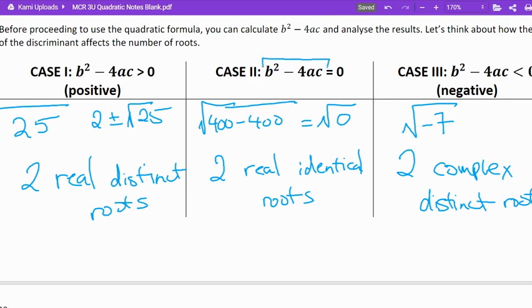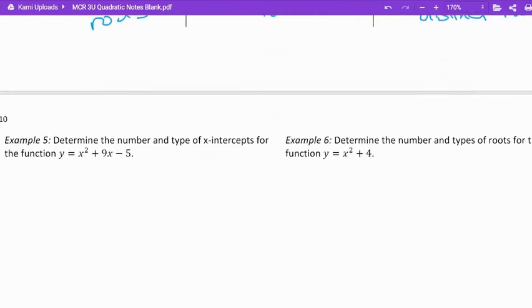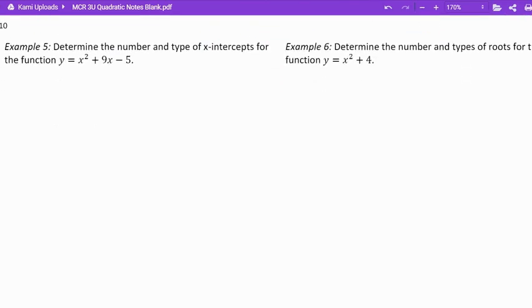Let's just remind ourselves, this little piece of a formula is called the discriminant, right? Discrimination is like putting things in groups. Well, here we're discriminating, right? All right, so let's do 2 examples where we are predicting. I don't want the roots.